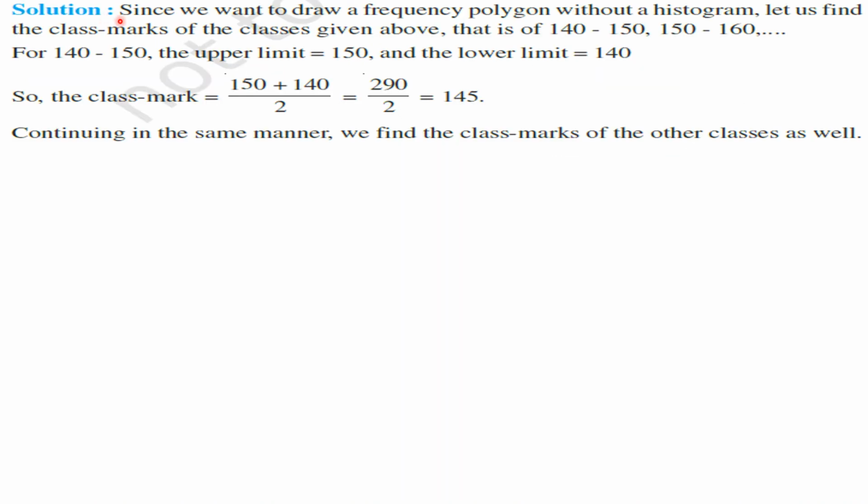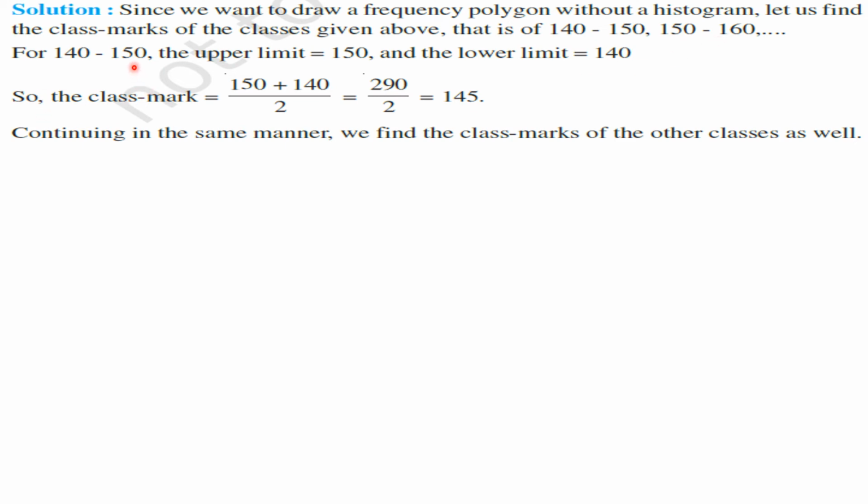Now come to the solution part. Since we want to draw a frequency polygon without a histogram, here we are not constructing the histogram of the given frequency distribution. Without constructing the histogram, we are drawing the frequency polygon for the given data. Let us find the class marks of each of the classes given above, that is 140 to 150, 150 to 160 and so on.